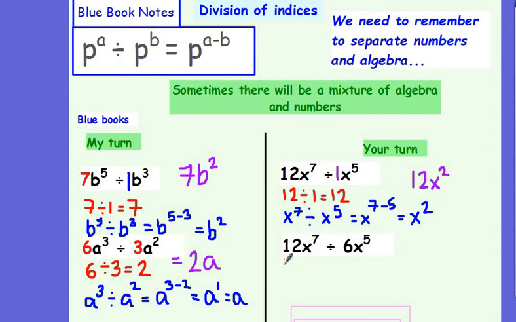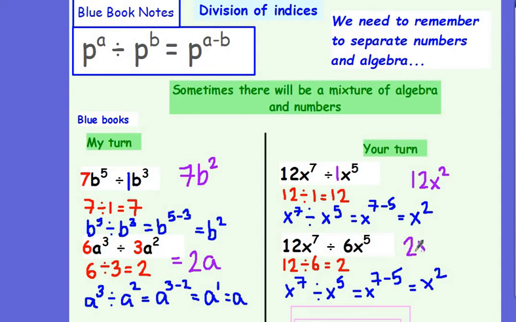Right, Charlotte, help me out with this one. I need to do 12 divided by 6 with my numbers. So what's that, Charlotte? 2, thank you. In terms of letters, I've got x to the power of 7 divided by x to the power of 5, which is x to the power of 7 take away 5, which is what, Charlotte? X to the power of 2. Very wise. Putting it all back together, I get 2 lots of x to the power of 2.